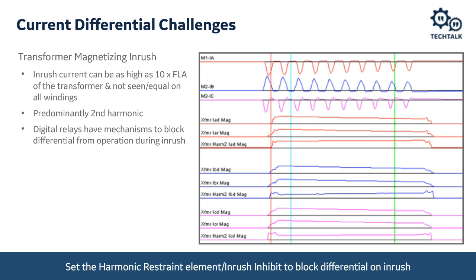So the inrush inhibit mode options are 1 out of 3, 2 out of 3, average, or per phase. If you select 1 out of 3, we look for second harmonic current on just one phase. If it exceeds the threshold, we block the differential on all 3 phases. 2 out of 3 is similar, but we look for 2 phases to have second harmonic. If set to average, the relay calculates the average of the second harmonic between all 3 phases. And if you select per phase, we look at and block each phase individually.